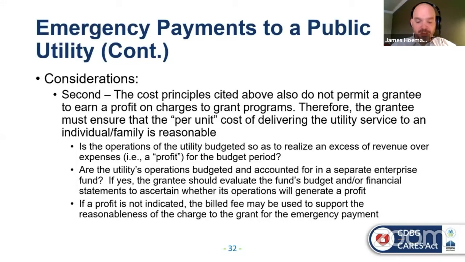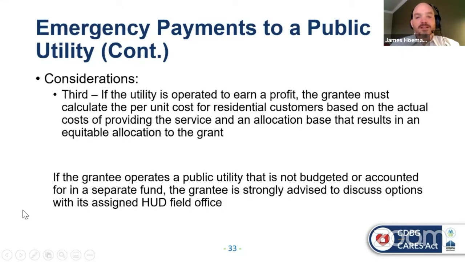So if the profit is not indicated in that assessment, then you can just use the bill itself and consider that necessary and reasonable, and go ahead and pay that emergency payment on behalf of the individual or family. So again, following those cost principles, we're trying to make sure that there's no profit being pulled off that is going to the municipality that owns the utility. And then the last thing we look at is making sure that it's an equitable distribution of that charge across the portfolio. That those per unit costs for the residential customers are just based on the cost of the utility itself. It does not involve anything else, whether it's depreciated cost or profit.